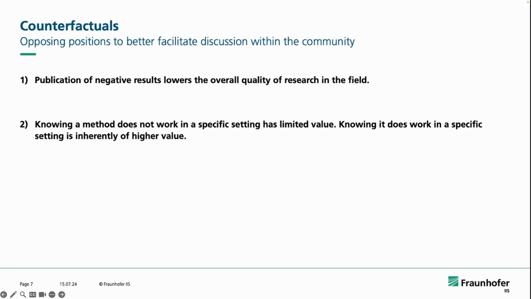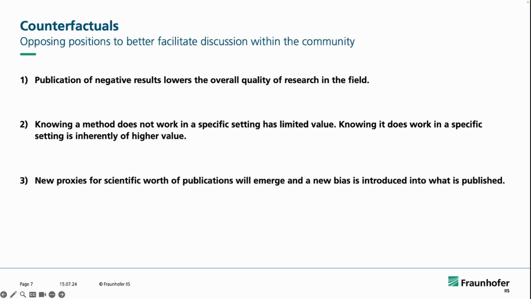Another one is knowing that a method doesn't work in a specific setting doesn't really have that much value. Knowing it does work in a specific setting is of higher value because we can then apply it in that setting. Another one is that if we pull the focus away from predictive performance by embracing negative results, there will be a new proxy for scientific worth, and we have the same problem all over again. And finally, many people believe that certain types of negative results will be treated unfairly and will be more likely to be published than others.